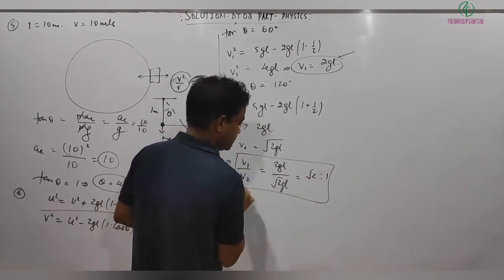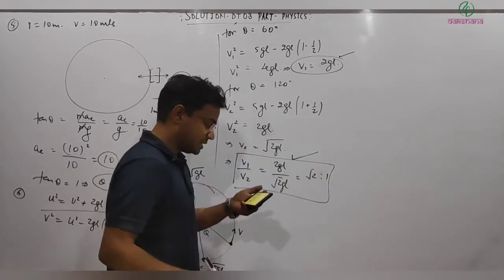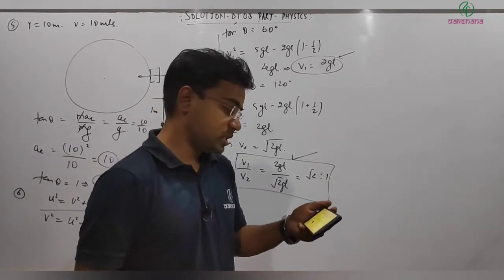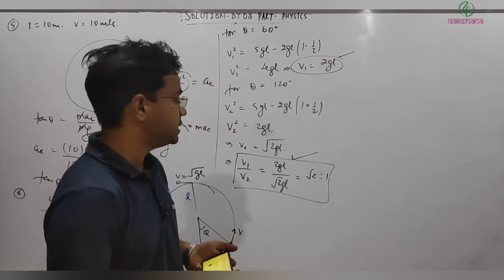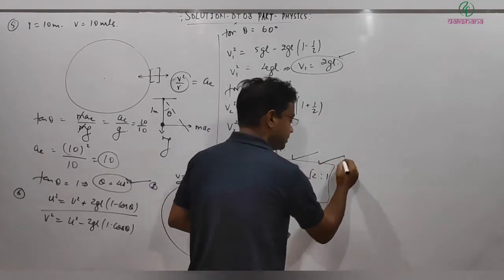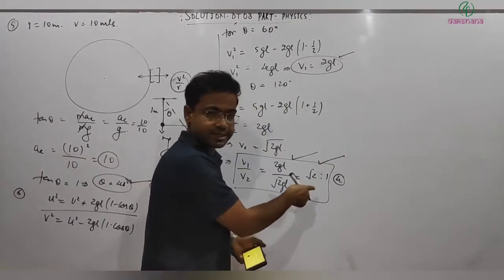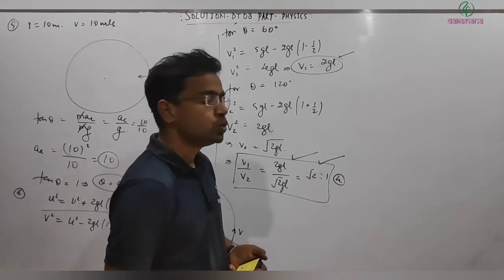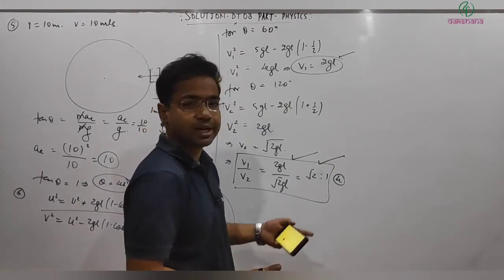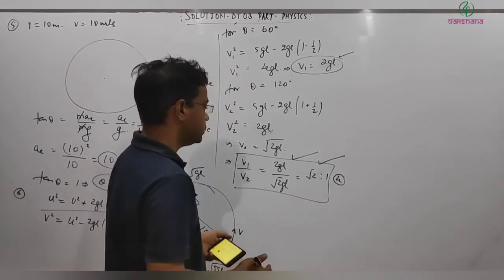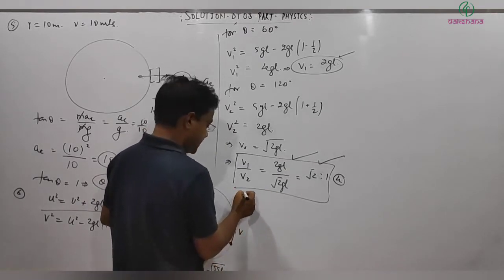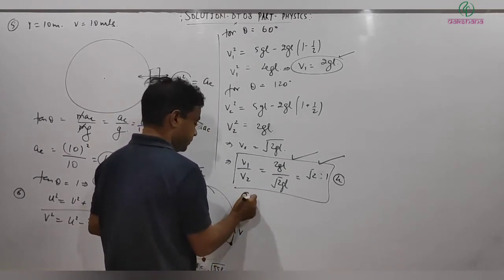This is the answer to the problem, and that is actually not matching with any of the options. It's given as answer 4, which is ratio 2 to 1, but the actual answer is root 2 ratio 1. Just take care of that. So next question number 7.